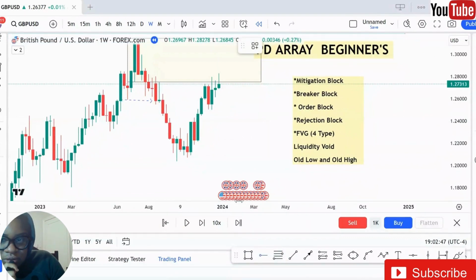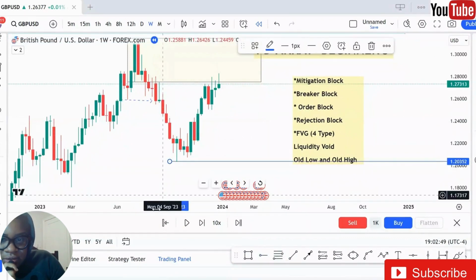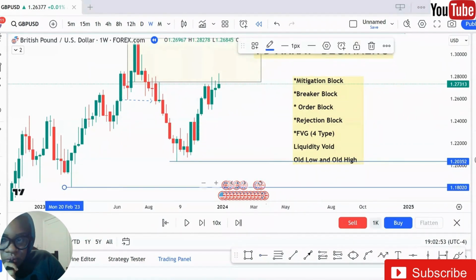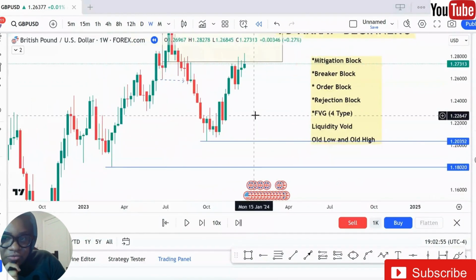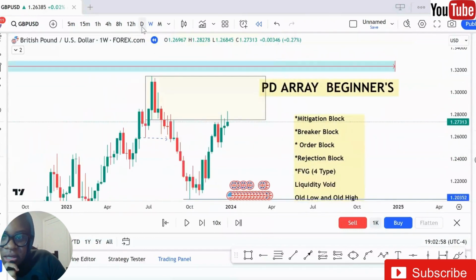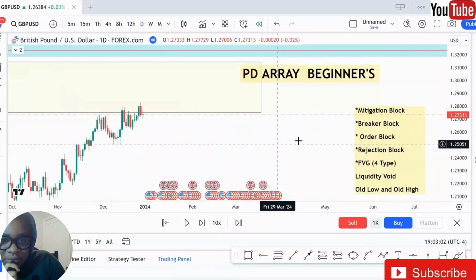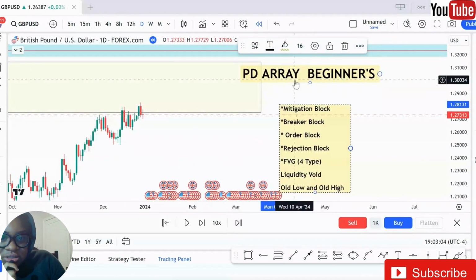We have an old low here. These are old lows here. In case market does sell down, we're going to be targeting all those places to take profits in that area. Then I'll come down to 1 day. On 1 day, I will still use my PD array until market does a shift in character.